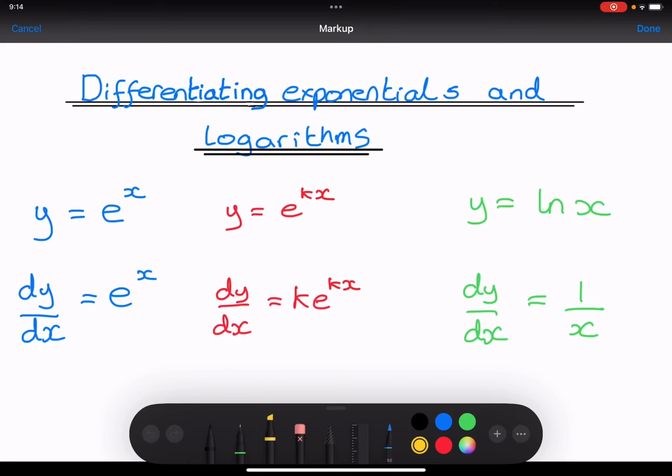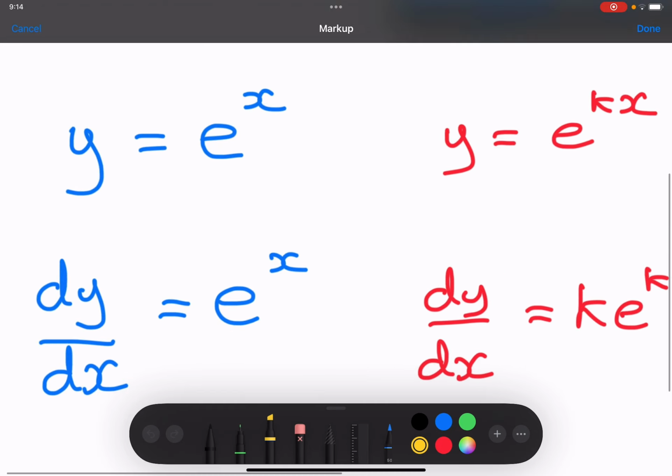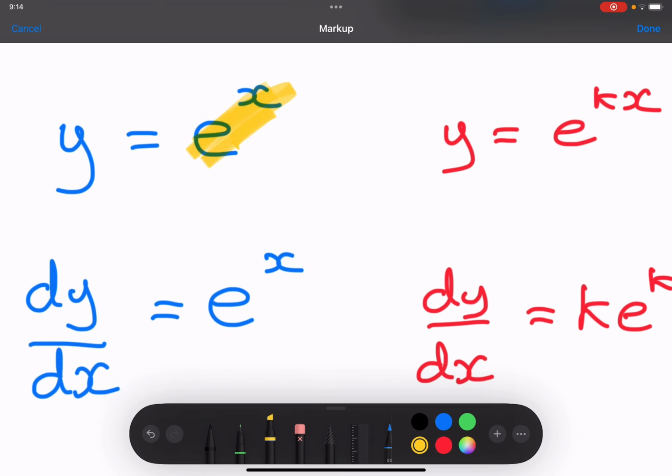This video is all about differentiating exponentials and logarithms. Exponentials we dealt with in year 12. We saw that when we're differentiating e to the power x, we get e to the power x, as in nothing changes at all. The power stays the same, the base stays the same. And that was what was so special about Euler's number e.